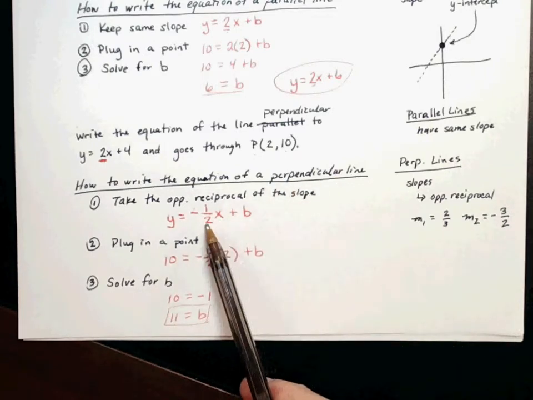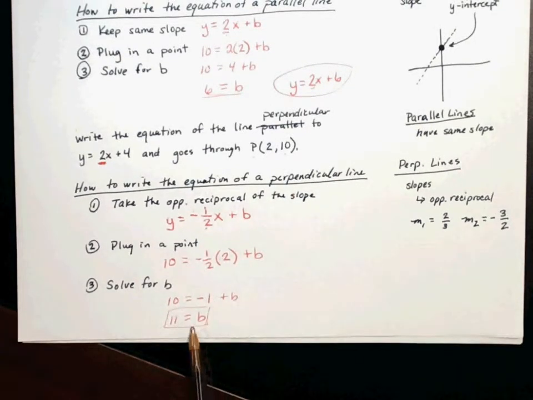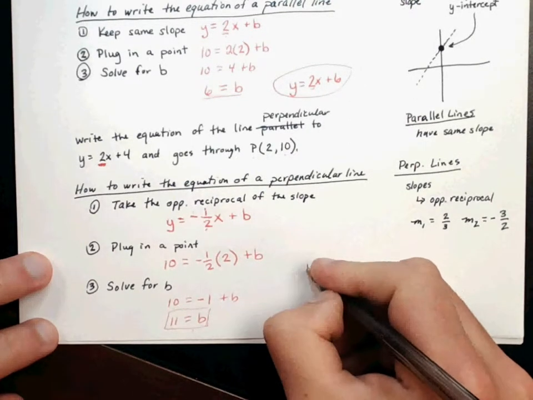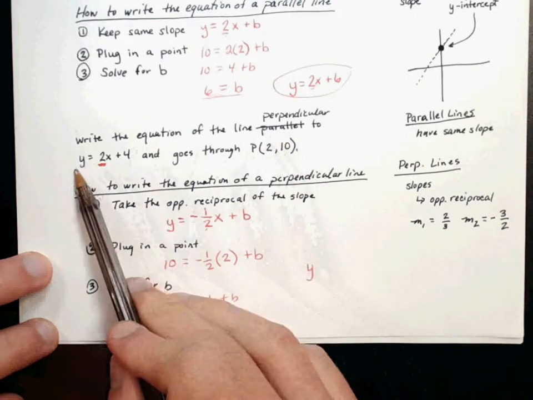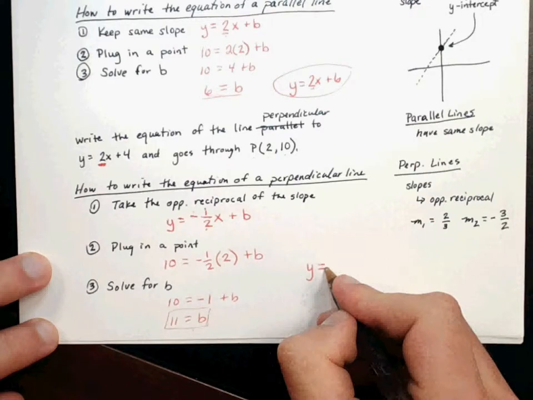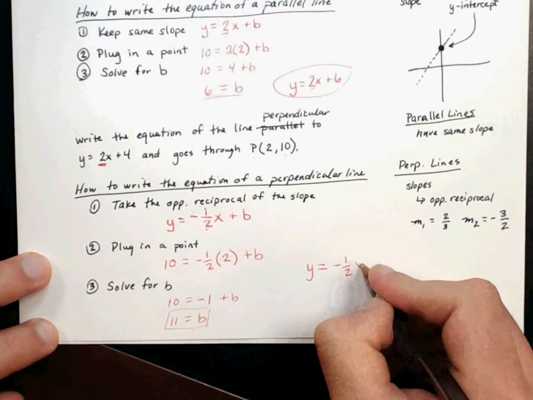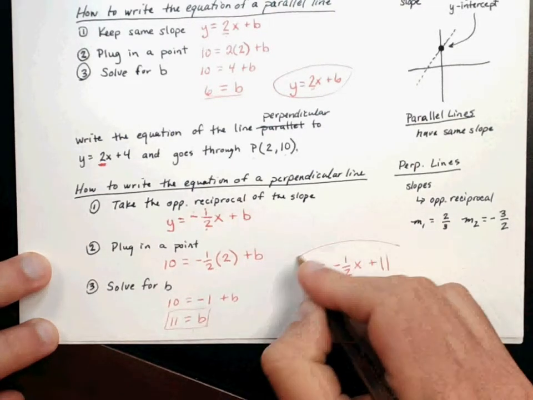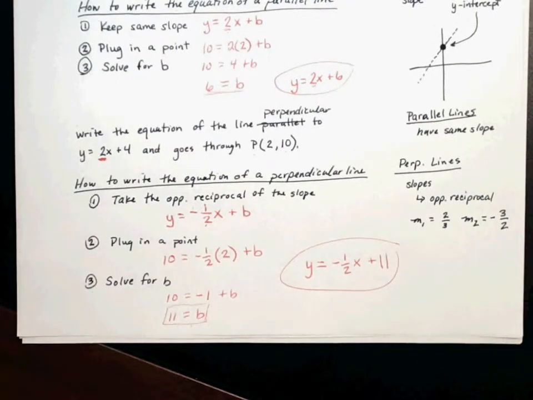So we have our slope, and we have our y-intercept. Those are the only two things we need to write our equation. So our equation for the line that is perpendicular to this equation and goes through point P would be y equals negative 1/2 x plus 11.